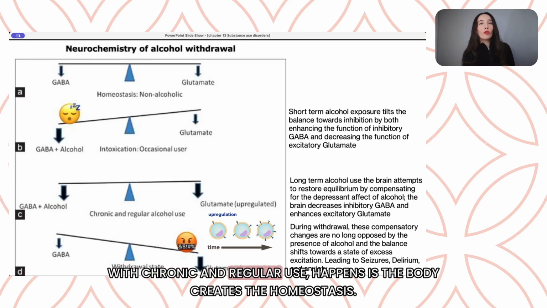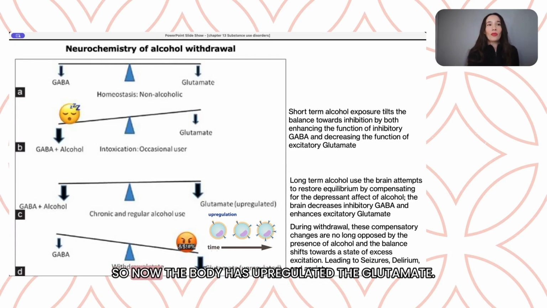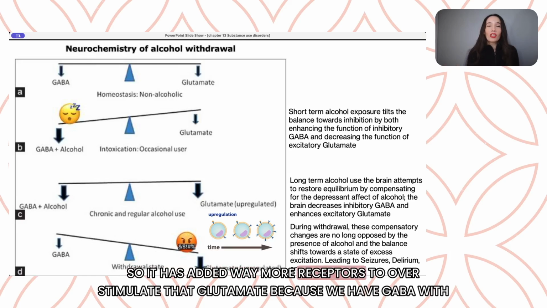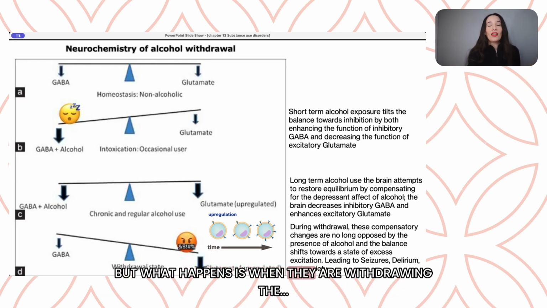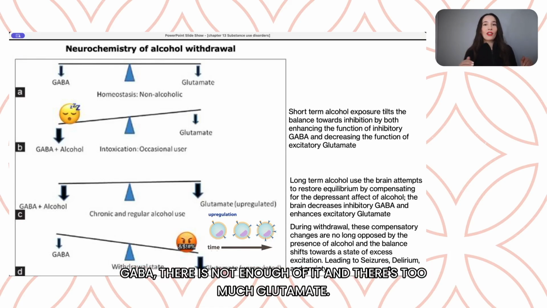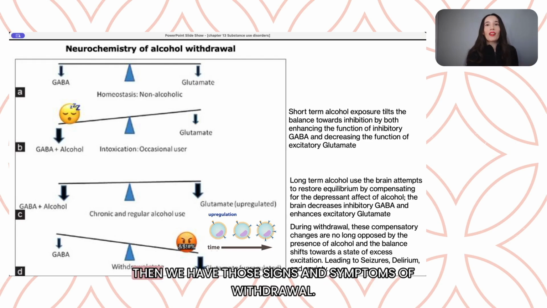With chronic and regular use, what happens is the body creates a new homeostasis. So now the body has upregulated the glutamate. It has added way more receptors to overstimulate that glutamate because we have GABA with the alcohol. So it needs to even out. But what happens is when they are withdrawing, there is not enough GABA and there's too much glutamate. And then we have those signs and symptoms of withdrawal.